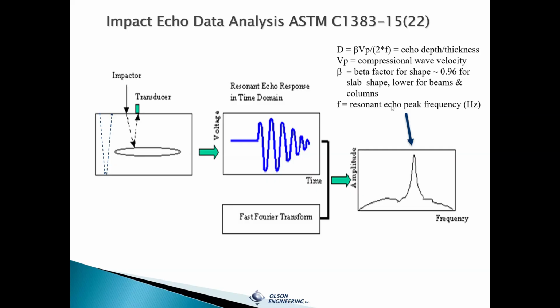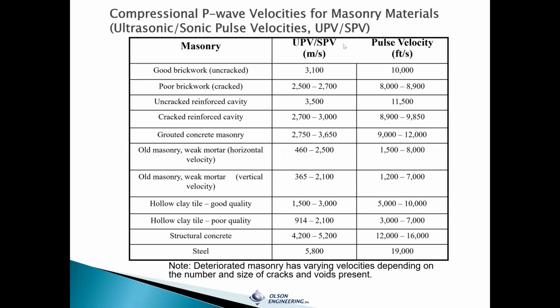So that's the basic idea of impact echo. I put in some velocities for masonry materials because it varies a lot. Ultrasonic, sonic pulse velocities, the compressional wave. And you can see from good brickwork on down the line to poor quality brick, an old masonry with weak mortar, velocities can get a lot slower in the compression wave velocity, going anywhere from 10,000 feet per second on down to 1,200 feet per second in old masonry with really weak mortars, vertical versus horizontal velocities.